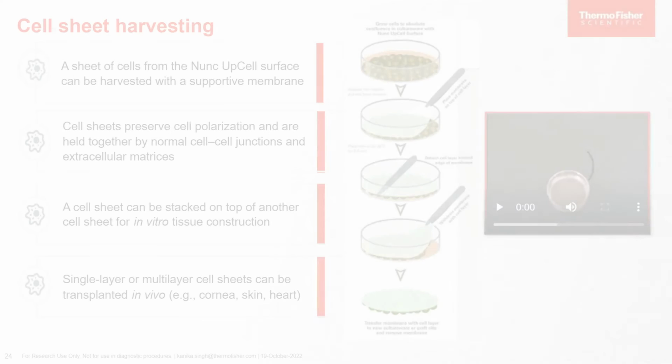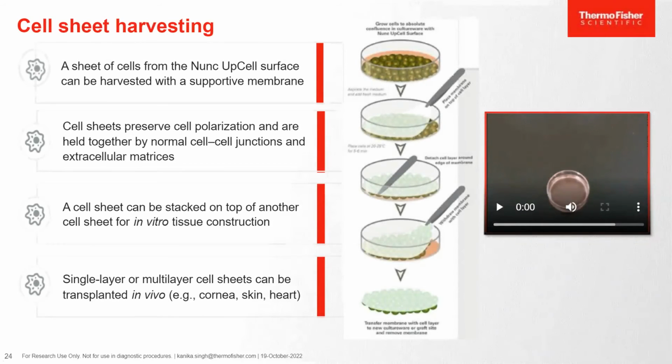So to begin with, we are first supposed to seed the cells onto the surface. This particular surface is available in multiple formats. You can get 35 dish, 100 dish, and a 60 dish. We also have 6 well plates for the same. Along with the product, you will also get a supportive membrane for the transferring of the sheets.